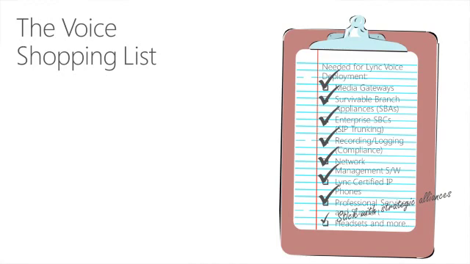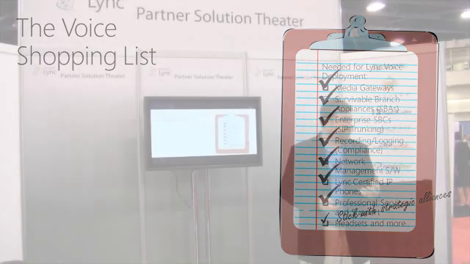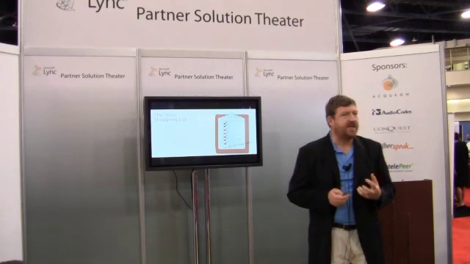You also probably need network management software, something to manage and monitor the traffic on the network. In addition to that, you're probably going to need some certified phones, and some of the other elements like headsets and professional services to make this part of your solution. How do you pick these pieces?